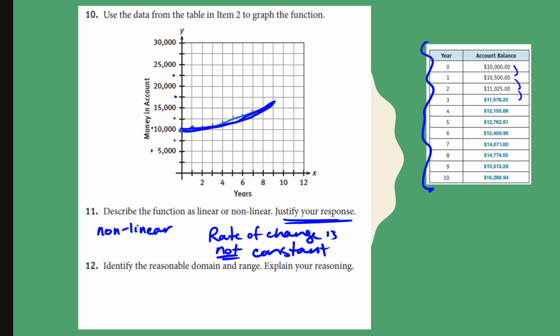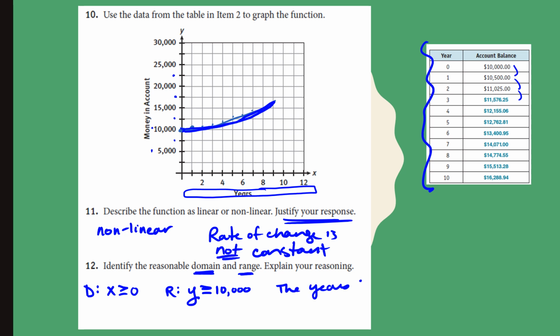And to identify a reasonable domain and range here, okay, so here's the tricky part. The domain, that's the years, could go all the way from what? The lowest amount of years would be 0. That's when she made the deposit. And it can go infinitely. So x could be anything greater than or equal to 0. The range can keep going up. It's not going to go down. What is the lowest it could ever be? That starting value is 10,000, so it would be greater than or equal to 10,000.